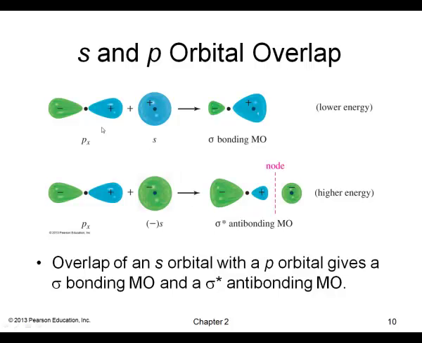Here what we're trying to do is overlap a p and an s in phase, and so when we do, we're going to get a nice sigma bonding molecular orbital, which will be a drop of energy. Here we're trying to overlap a p and an s out of phase, and so when we do, again, we'll get this node forming between the two, and so we get a sigma star anti-bonding molecular orbital that will be of a higher energy.